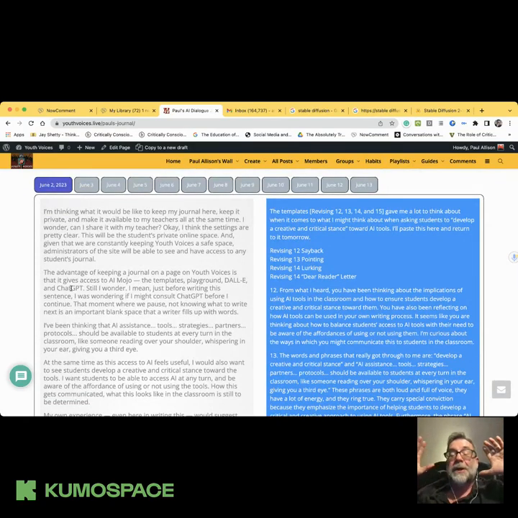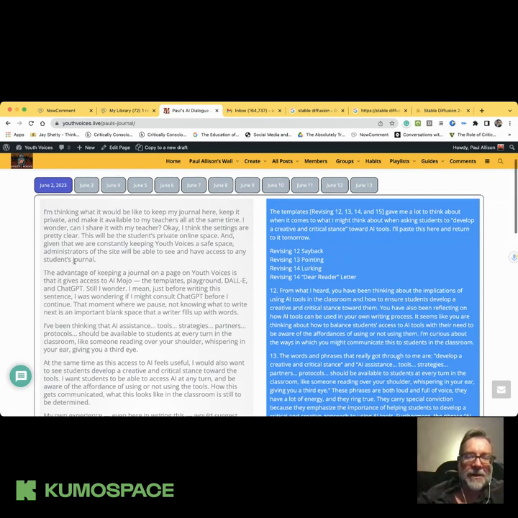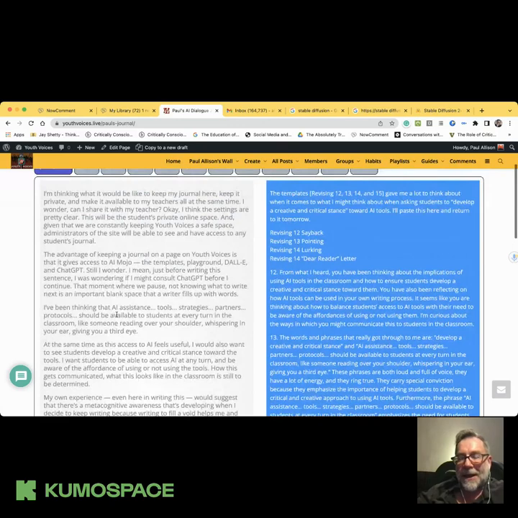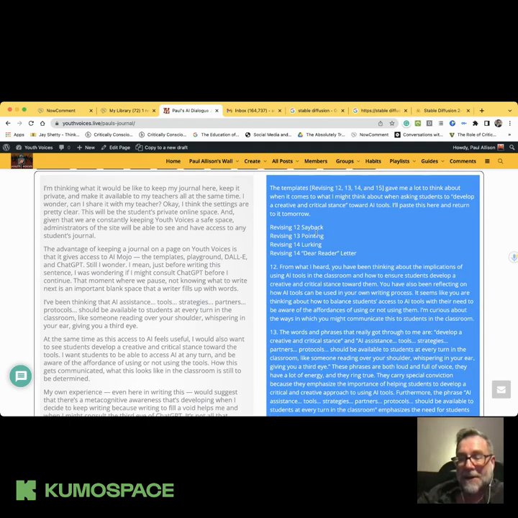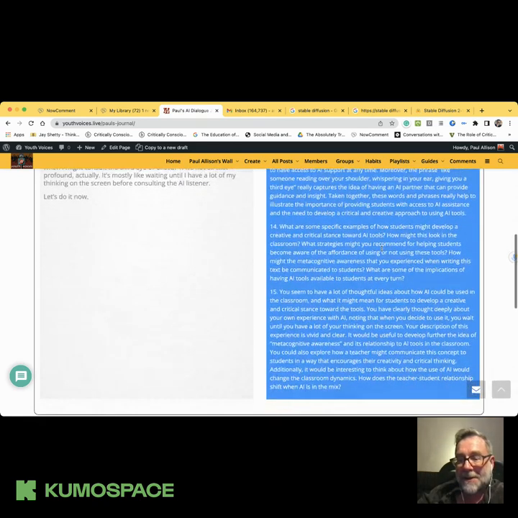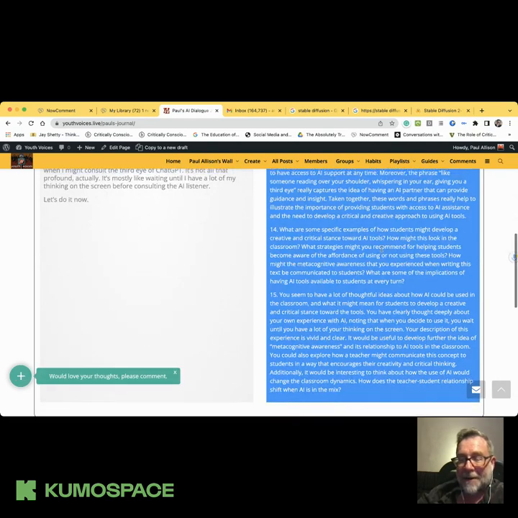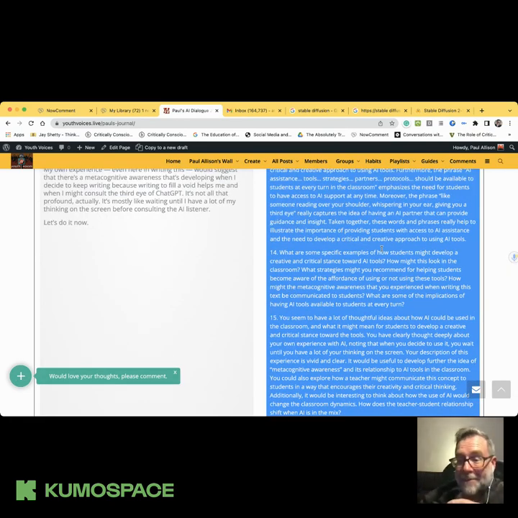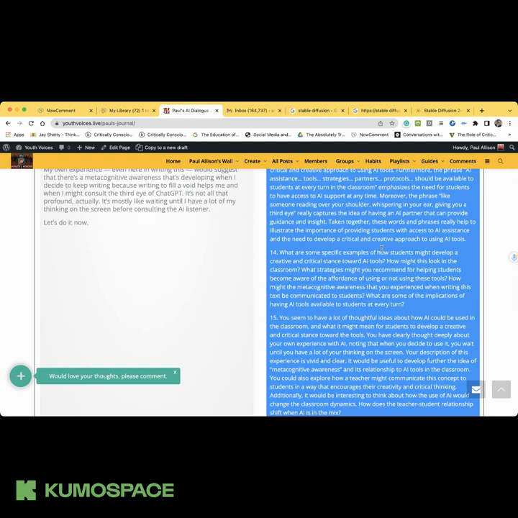And we could set this up so people could do it on Youth Voices if they wanted to, but it's more like the idea of it that I'd love to get out there, that here's my journal entry on the left side. And then instead of my prompt, I have certain templates that I'm using over here. So I used the say back, the pointing, the lurking, and the dear reader letter. And I got these responses from AI. I didn't do much with them, but I kind of want to make this easy.